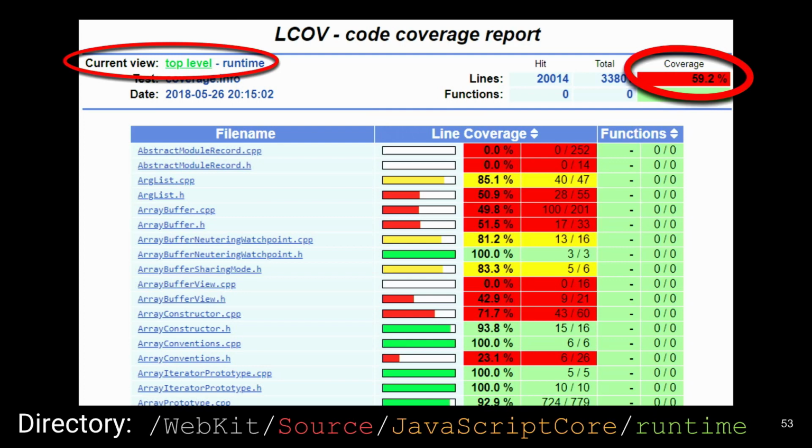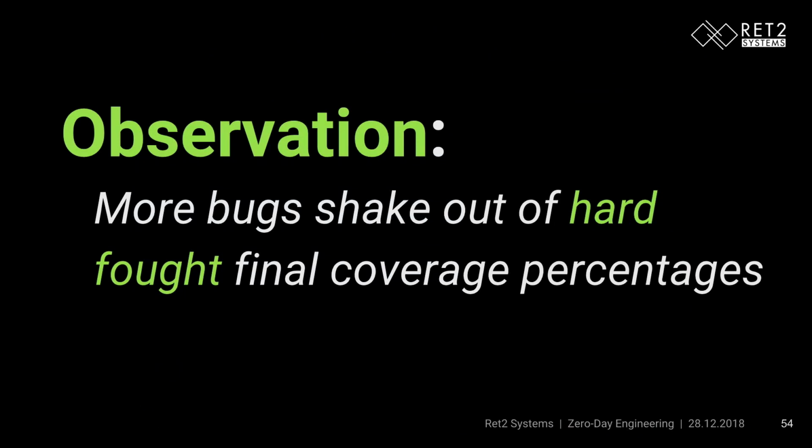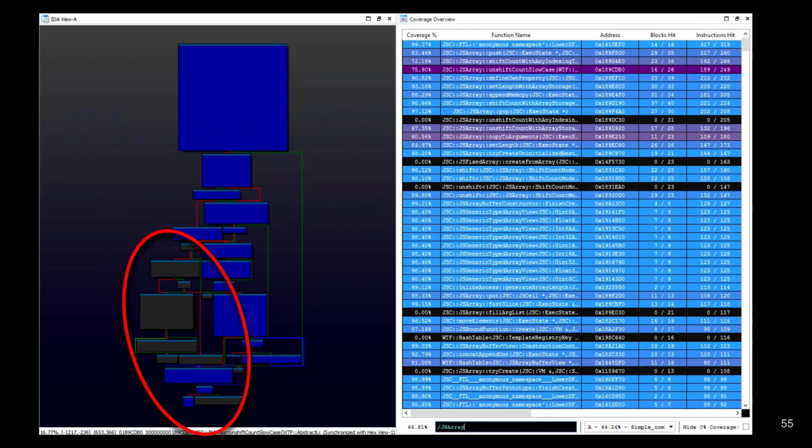And so something that we've observed, again, over many targets and exotic targets, is that bugs almost always fall out of what we call the hard-fought final coverage percentages. What this means is you might work for a while trying to build a good set of test cases or grammars for fuzzing. And then you'll hit that 60% and you'll be like, okay, what am I missing now? Like everyone gets to 60%, let's say. But then once you start inching a little bit further is when you start finding a lot of bugs.